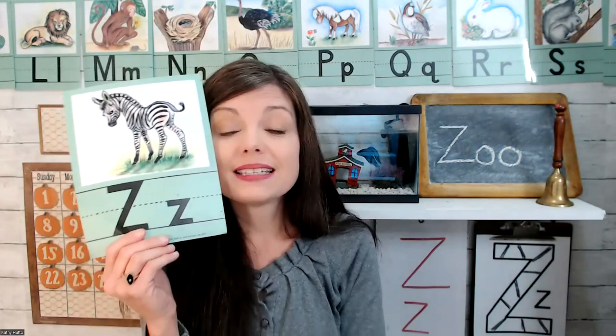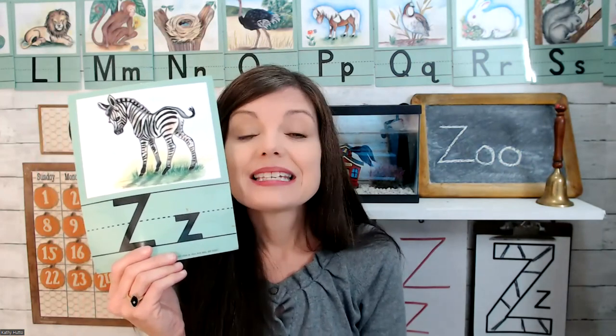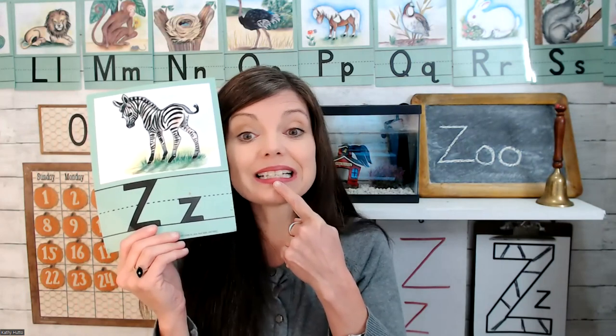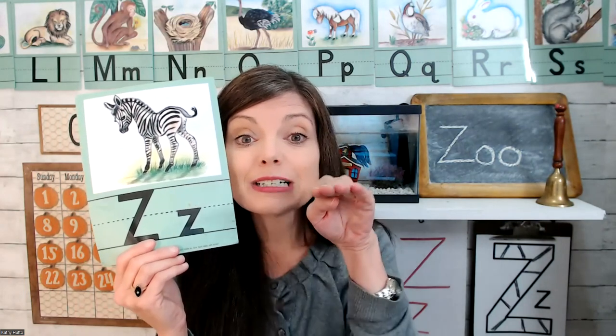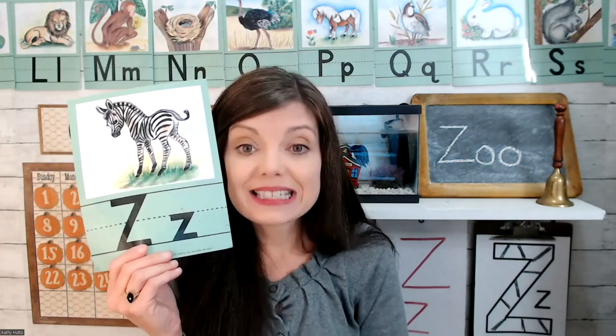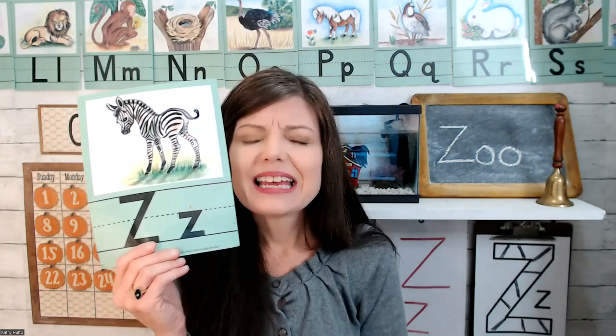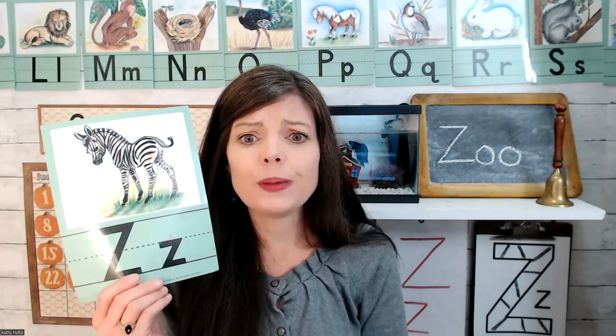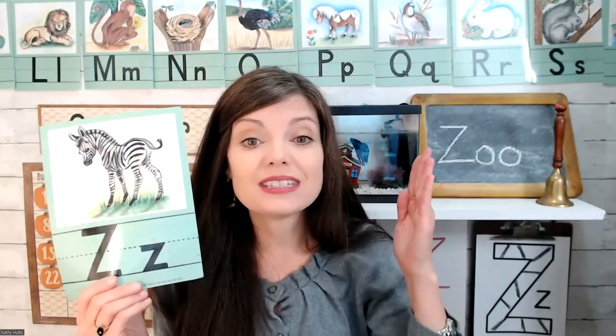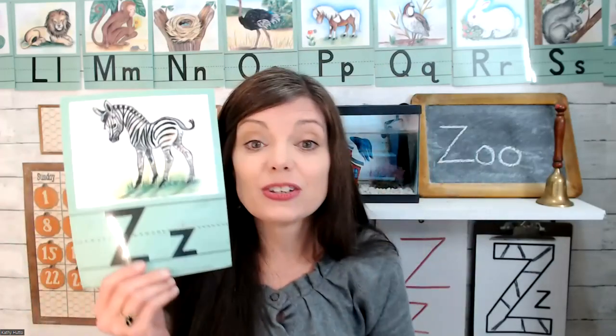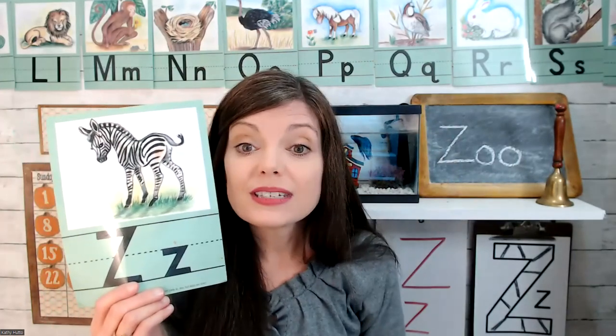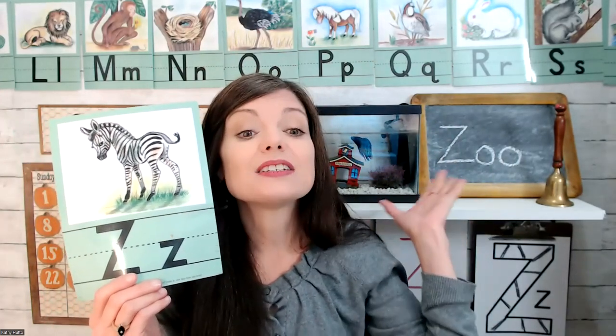Letter Z makes this sound, z, z, z. Put your teeth together like this, and then hum and blow through your teeth, z, z, z. It kind of sounds like a bumblebee, z, z, z. That's our hand motion for letter Z. Move your hand all around like you're shooing a bumblebee away, z. Can you do that? Well, letter Z says z as in zoo.